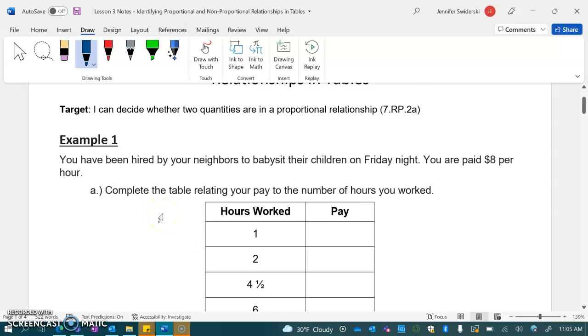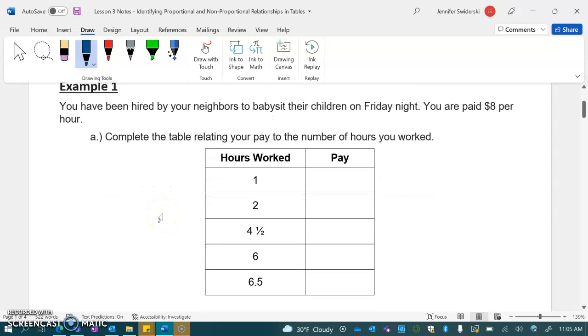So number one says, you have been hired by your neighbors to babysit their children on Friday night. You are paid $8 per hour. Complete the table relating your pay to the number of hours you have worked. So this is my x, right? Because I'm going to always say my pay per hour. And usually in these tables, your x is on the left and your y is on the right, unless for some reason it's labeled otherwise.